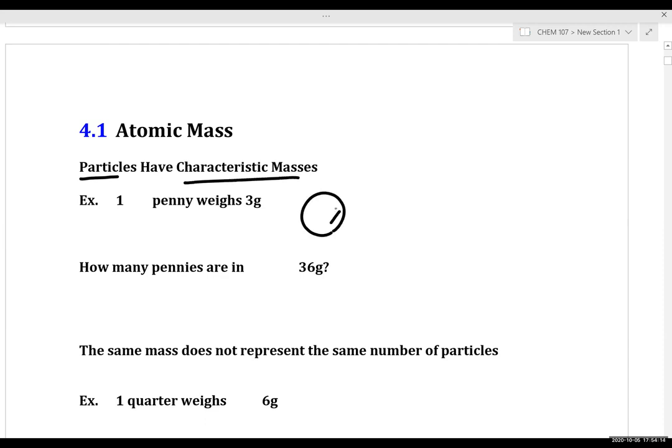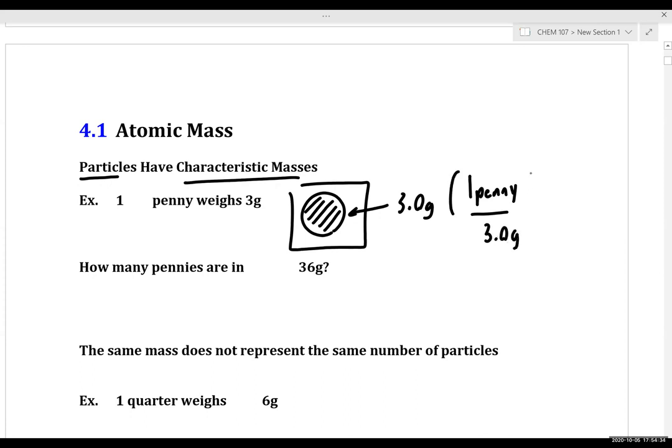So for example, if I put a penny on a scale, this penny will weigh about 3.0 grams. So I can say, I know 1 penny corresponds to 3.0 grams, right? So based on the mass of a single particle, I can make a conversion factor, right? So I know I have, in every 3 grams, 1 penny, right?